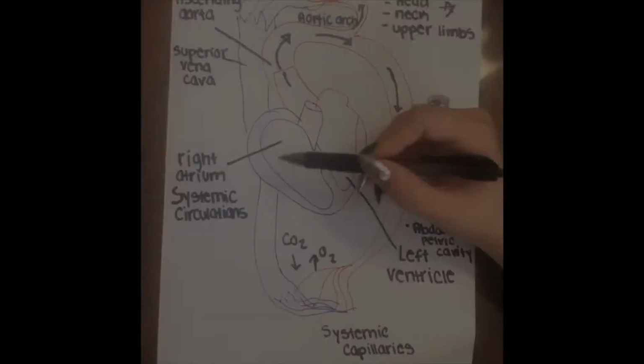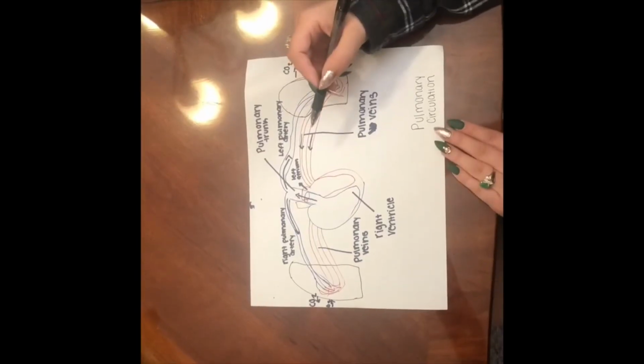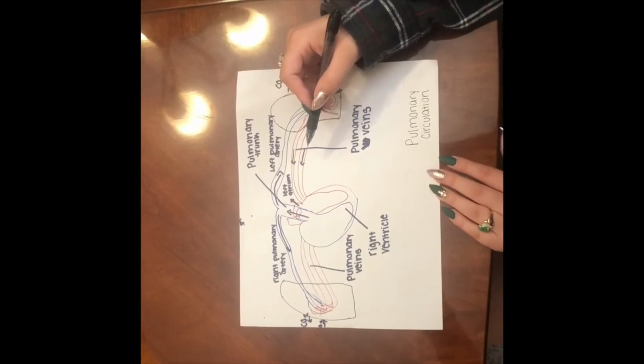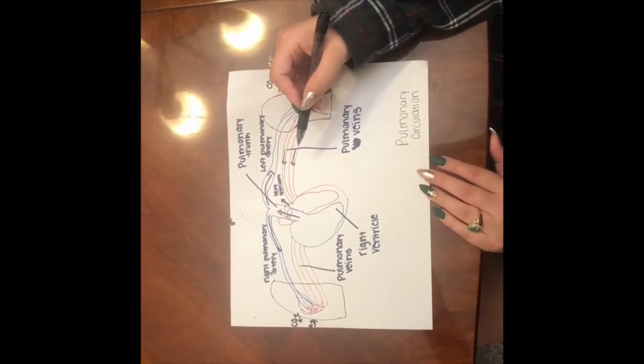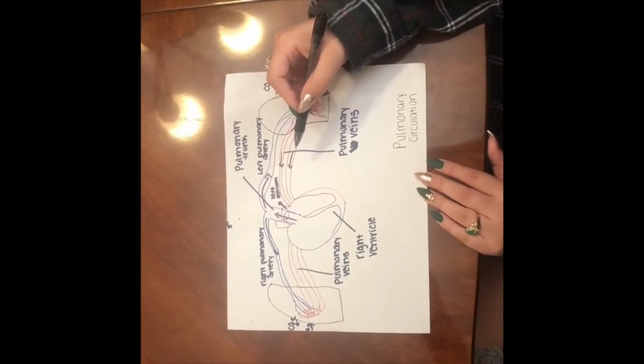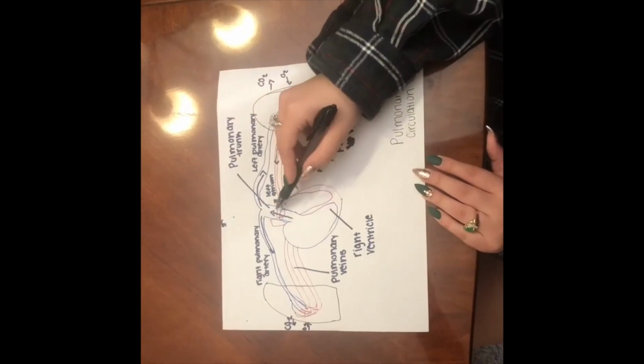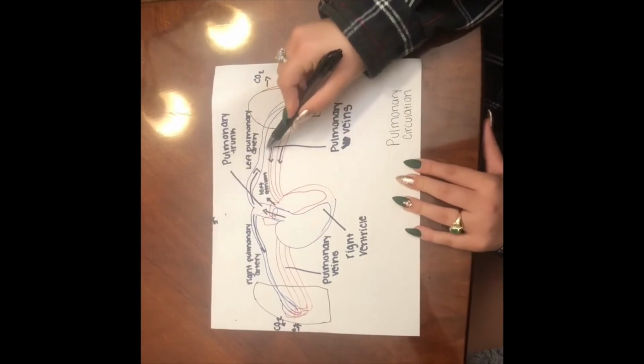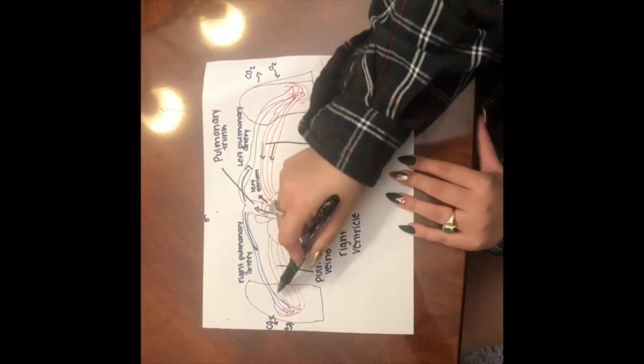Okay, so now with the pulmonary circulation process, it carries blood from the heart to the lungs for gas exchange and returns to the heart. So basically what happens first is the oxygen-poor blood is pumped from the right ventricle into the pulmonary trunk. From the pulmonary trunk, the large pulmonary trunk divides into the right and left pulmonary arteries.